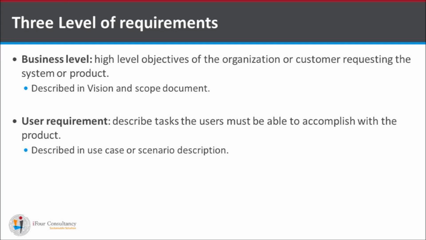There are three levels of requirements: business level, user requirement, and functional requirements. In business level, the high level objectives of the organization or customer requesting the system or product is defined. It is described in the vision and scope of the document. User requirements describe tasks the user must be able to accomplish with the product. These are described in the use case or scenario description.